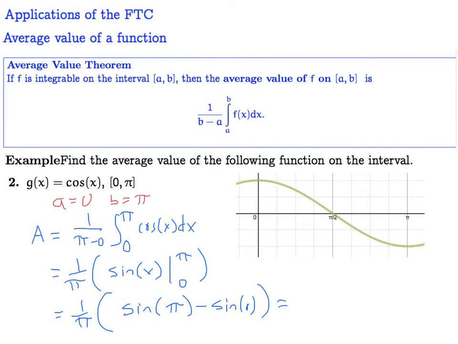And hopefully you remember your trig functions. Sine of pi is 0, sine of 0 is 0, so we end up with an average value of 0. Well, does this make sense? It sure does. This says that from 0 here over to pi, on average, the height here is 0. And this makes sense because all of the heights on the positive side get canceled out when we take the average with the negative side. So overall, we end up with an average value of 0.